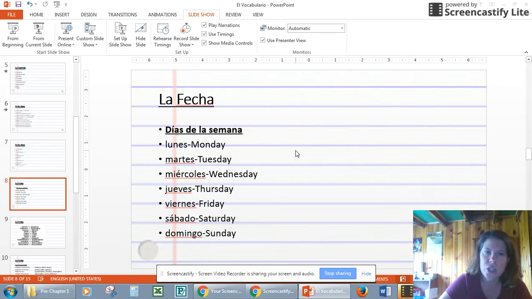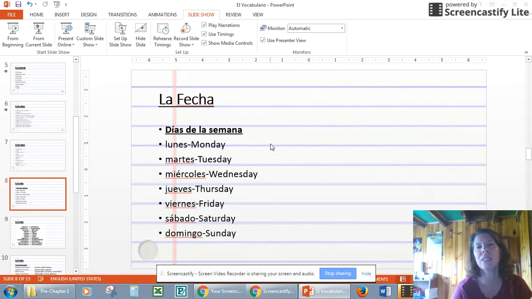And one of the things to note is that in Spain and Spanish-speaking countries, they're going to start their week on Monday. And so the days of the week will go lunes, martes, miércoles, jueves, viernes, sábado, domingo. So those 2 days of the weekend are put together at the end of the week instead of starting the week. So just an interesting cultural difference.